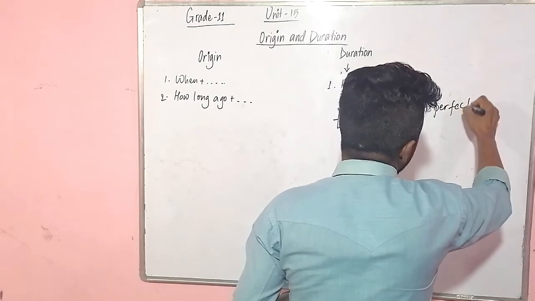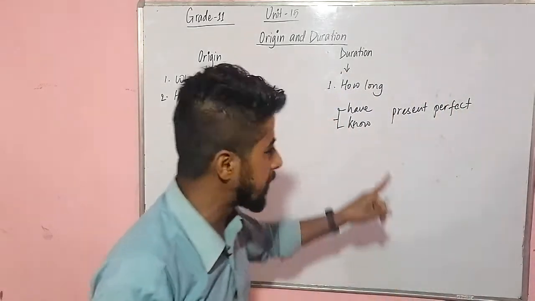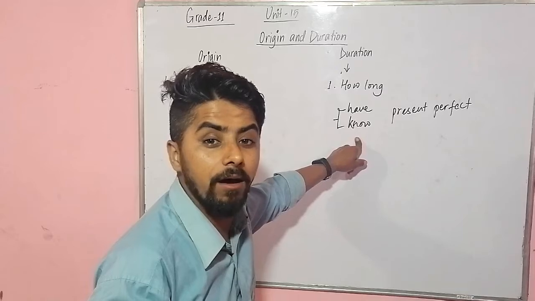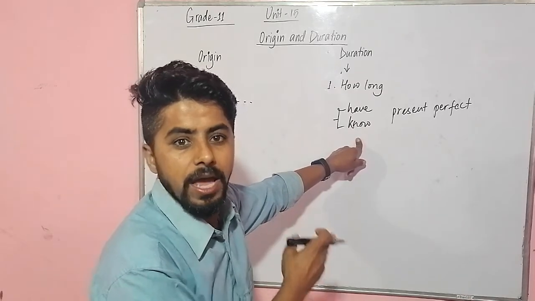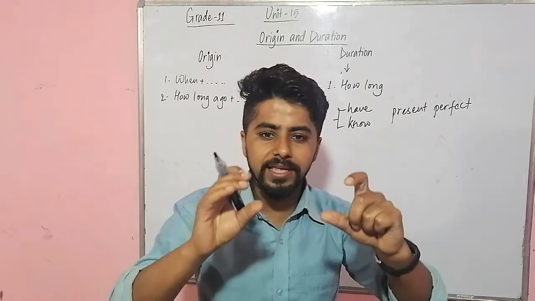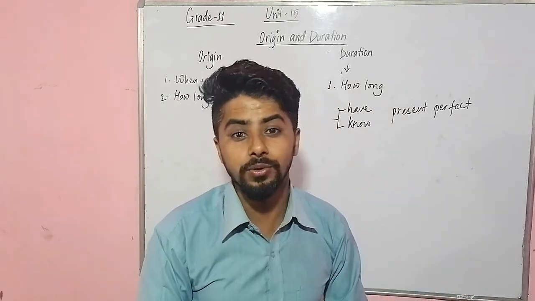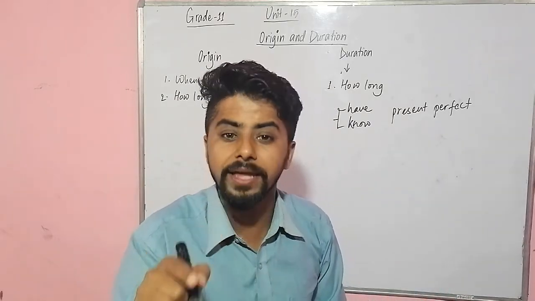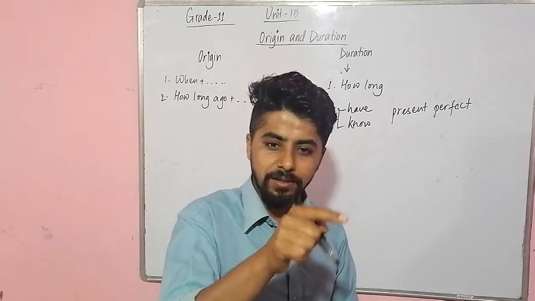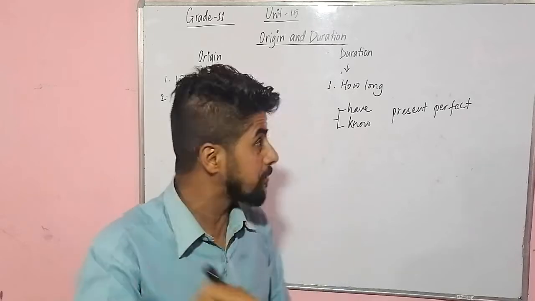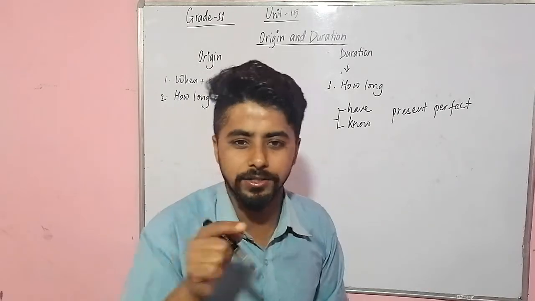Perfect. It means subject plus has plus V3 will be used when the main verb is have or know or such kinds of verbs, state verbs. And similarly, when there are action verbs given to you, during that time you can use present perfect continuous tense.